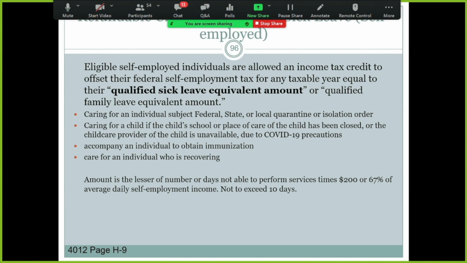So again, this would be the lesser number of days that they were not able to perform services times $200, or 67% of the average daily self-employment income. And you'll see this cannot exceed 10 days. Once we put the number of days into TaxSlayer, since we've already input their self-employment income in the income section, TaxSlayer will then calculate this refundable credit for us.